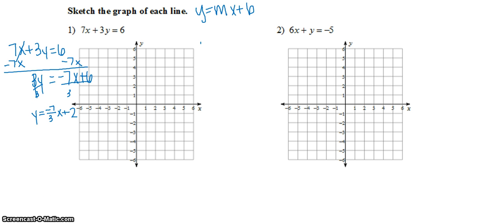This I can graph. And when I graph this, I'm going to do just like we did today during class. I'm going to start with my y-intercept, which would be 0, 2. Negative 7 over 3 is my slope, so I'm going to count down 7 over to the right 3. I don't have room to go any further that way. I don't really have any room to go any further this way, so that's going to be all I can fit on this graph. And I'm going to draw my line.